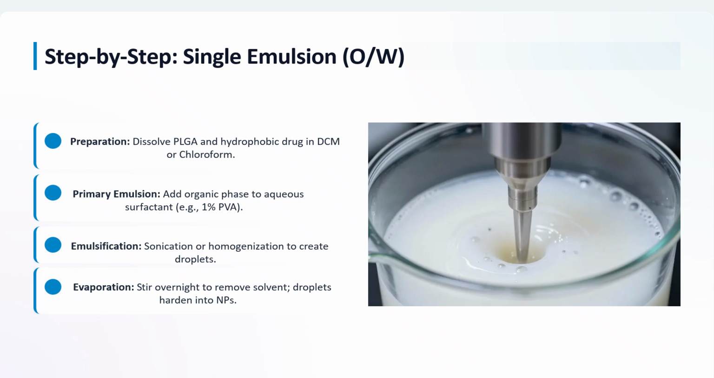As the solvent evaporates during continuous stirring, these droplets harden and form solid PLGA nanoparticles. Controlling the emulsification energy and polymer concentration is critical, as these parameters strongly influence the final particle size.